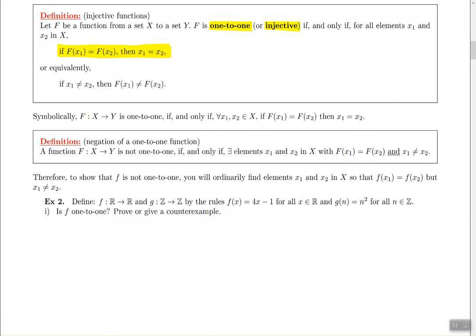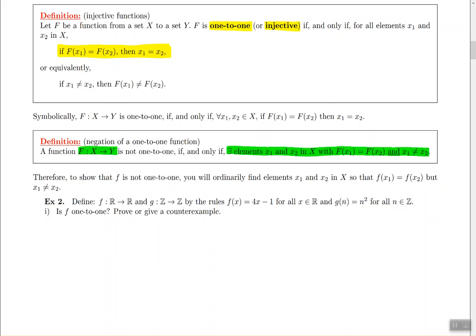Or sometimes we like to think about what it means to not be a one-to-one function. Sometimes it's easier to find whether something is not one-to-one. So how do you know that something is not one-to-one? You will need the second definition written over here. We said that a function f going from the set X to the set Y is not one-to-one if and only if the following is true: there exist elements x1 and x2 that have the same image, f of x1 equals f of x2, but x1 and x2 are not identical.